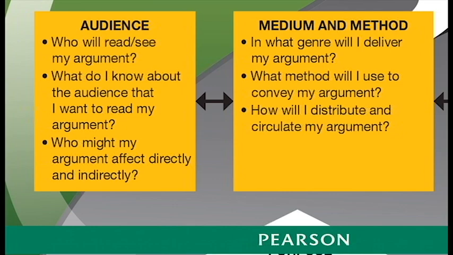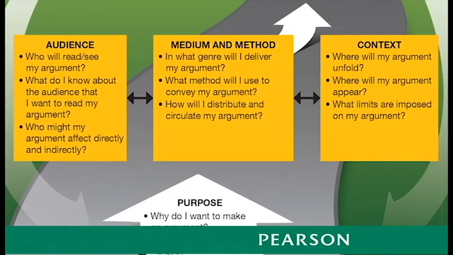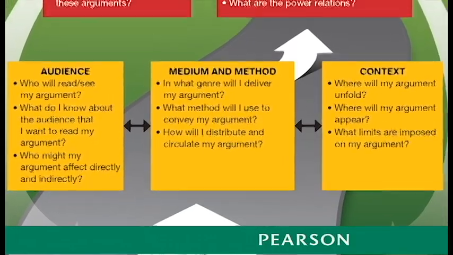I always want to show students that when thinking about and asking about audience, medium, and method, they should also start to question the context of their argument. Where will it occur? Where will it appear? What limits their argument? Each of these kinds of questions should be asked in conjunction with one another, as the answers to these questions work together to provide writers with information critical to their writing situations.